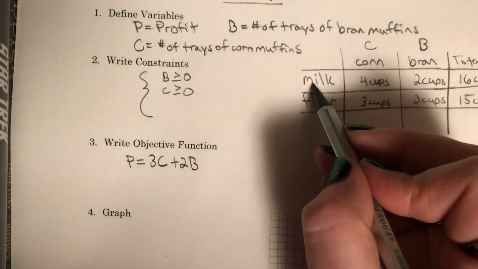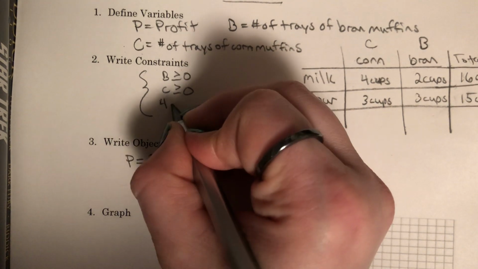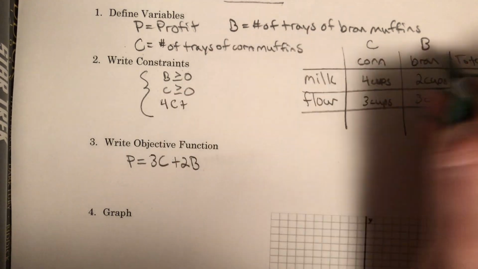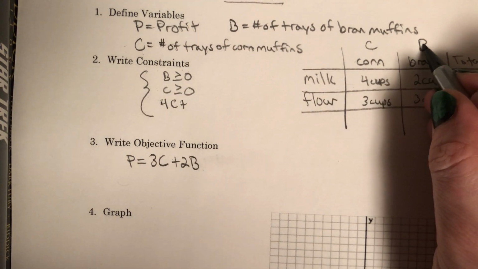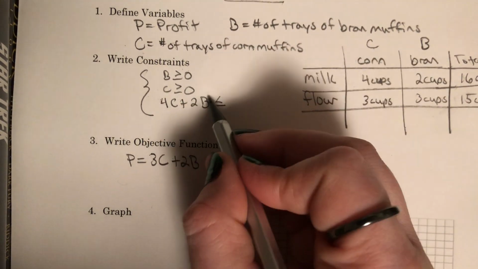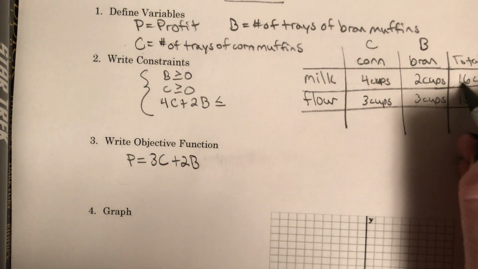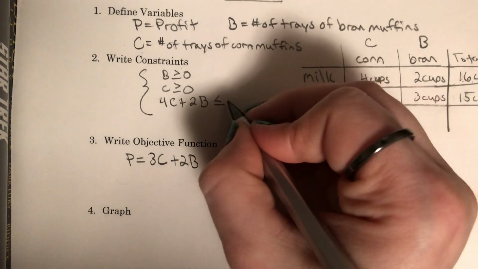All right, so for my constraint for milk, 4 cups per tray of corn muffins, plus 2 cups per tray of bran muffins, has to be less than or equal to, so the amount of milk that I use has to be less than or equal to the amount of milk I actually have, which is the 16 cups.